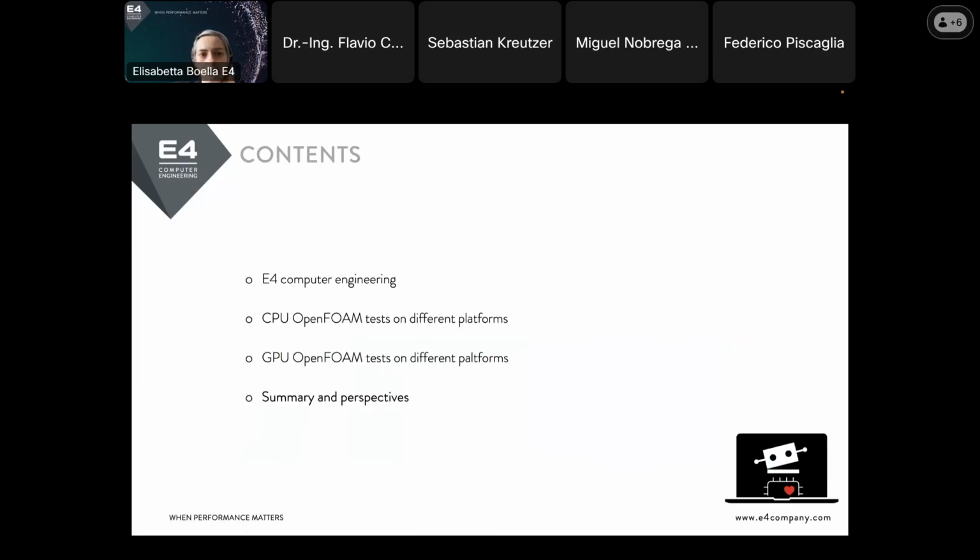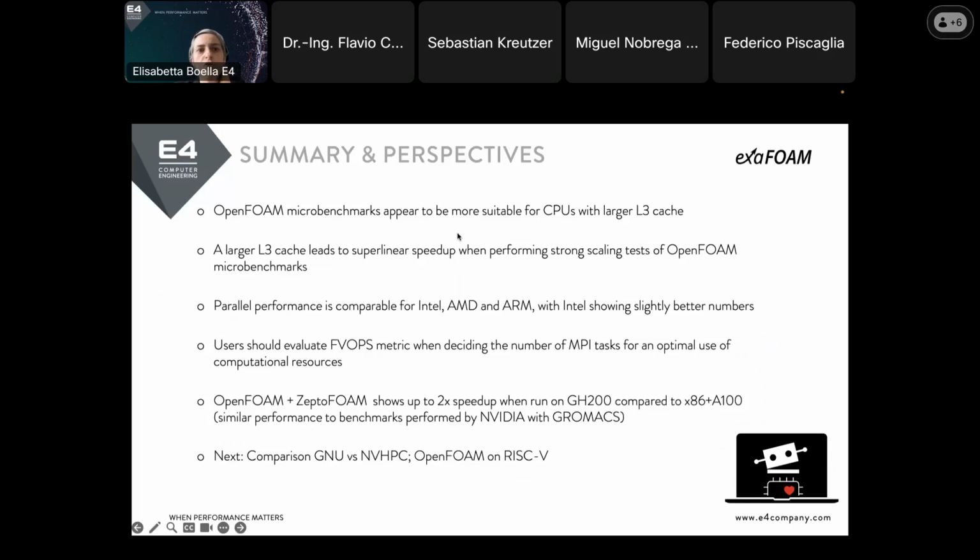Okay, concluding, OpenFOAM microbenchmarks appear to be more suitable for CPUs with larger L3 cache, like the AMD Milan. A larger L3 cache leads to superlinear speed up when performing strong scaling tests of OpenFOAM microbenchmarks. This is valid not only for the microbenchmarks, but also, as we heard this morning, for the grand challenges and the industrial cases. From our tests, we found that the parallel performance is comparable for Intel, AMD, and ARM, with Intel showing slightly better numbers.